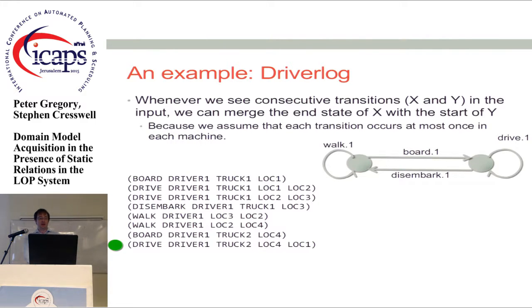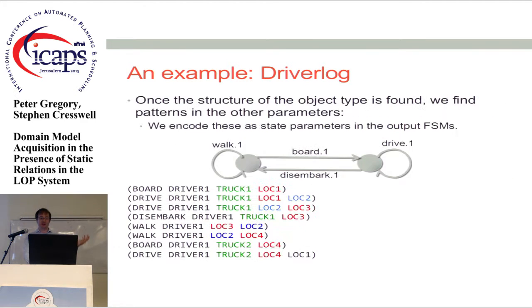Okay. So this state machine at the top describes the behavior of a driver in the driverlog domain. I hope that's clear to everyone. It's not quite finished. Okay, so we've got these things called object parameters.